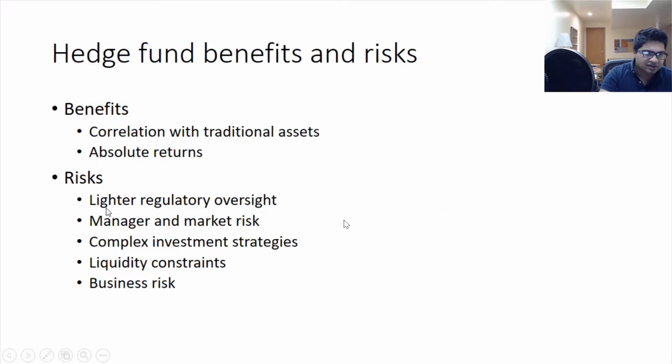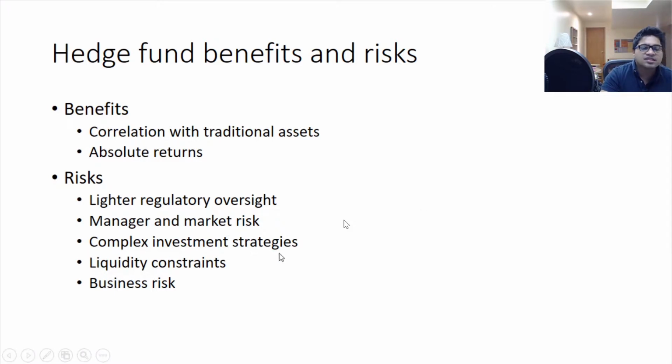Risk: their regulation is lighter regulatory oversight. There is manager and market risk. Hedge fund investments are heavily dependent on managers. If the manager quits, it becomes very difficult to replace him and the performance may fall. Also there is market risk. Even though they have absolute return objectives, there is still market risk there.